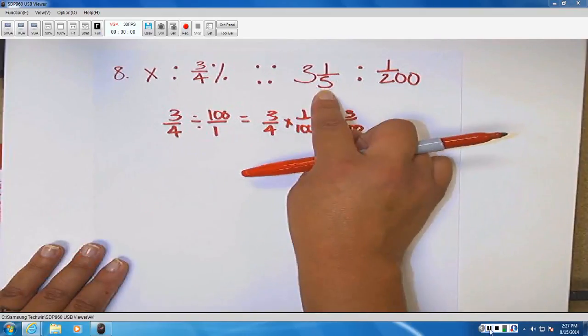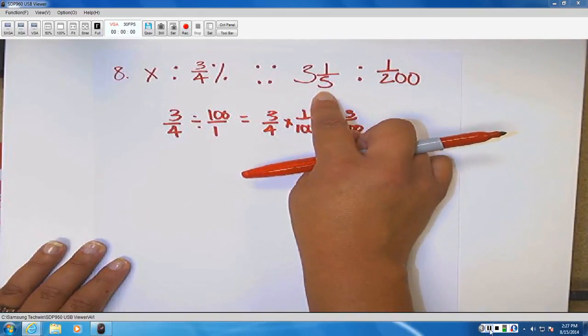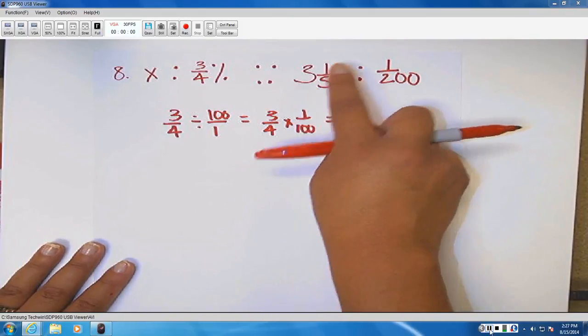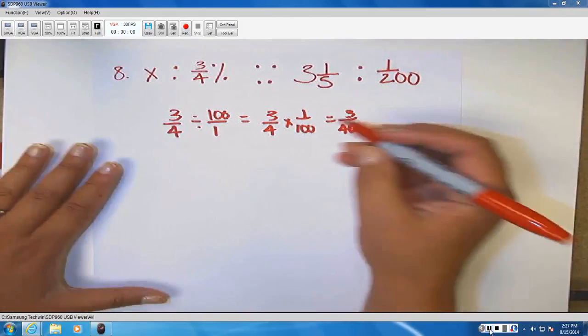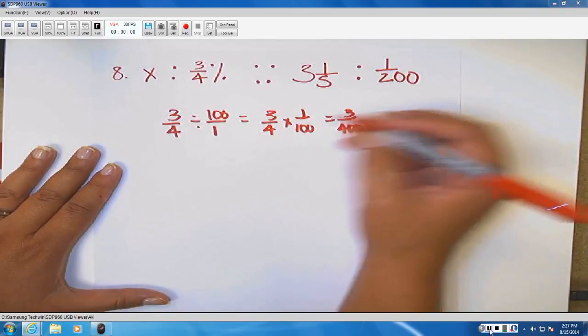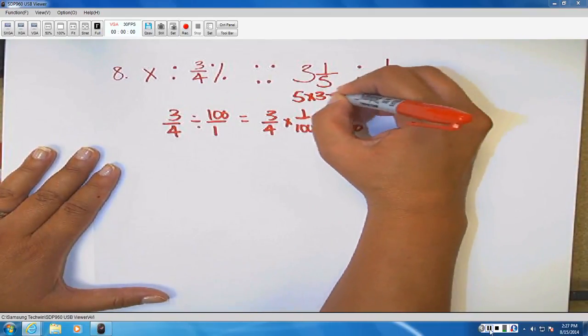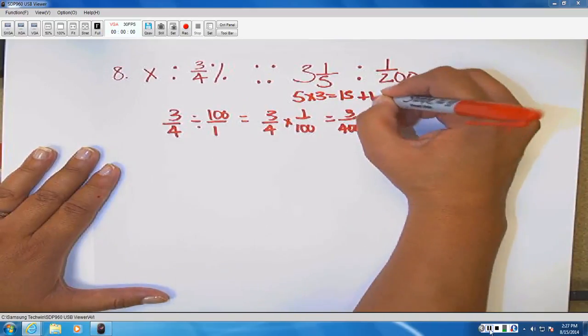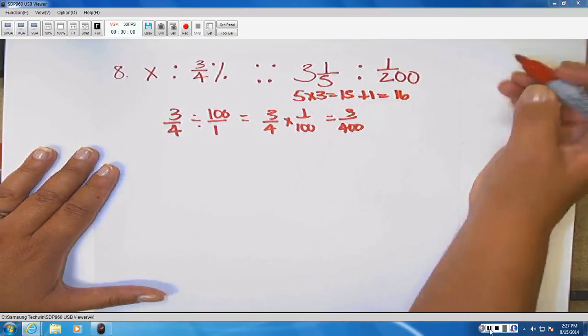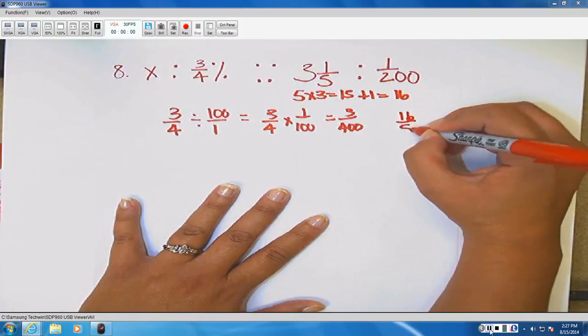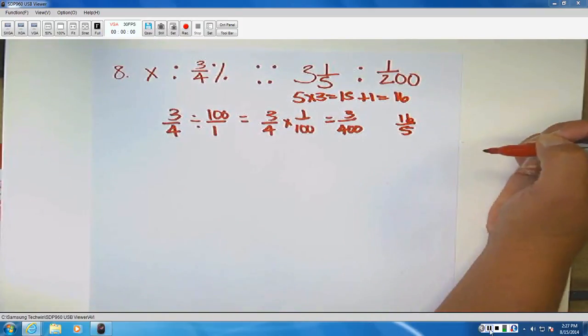And now we're going to get rid of this mixed number. We're going to get rid of this mixed number by taking our denominator, multiplying it by our whole number, and adding 1. So I'll write it out for you. I'll do it up here so I save room. 5 times 3 is 15, plus 1 is 16. So this one's going to end up being 16/5.